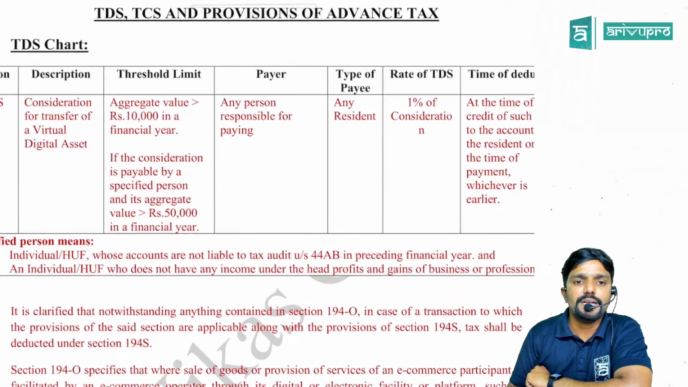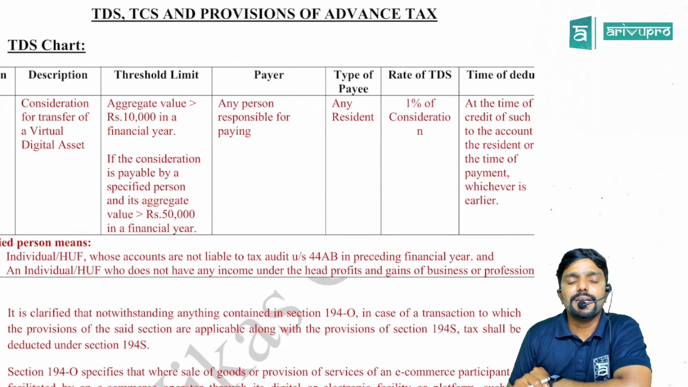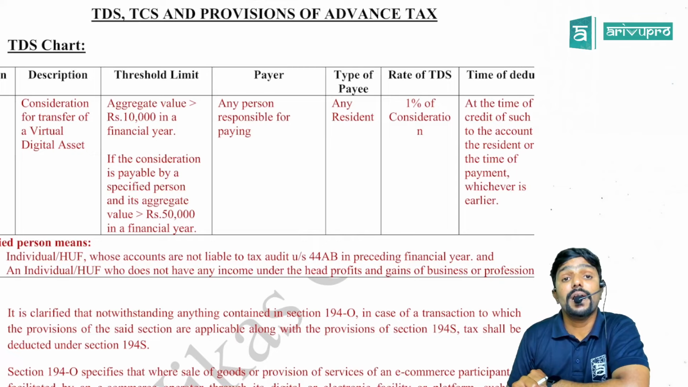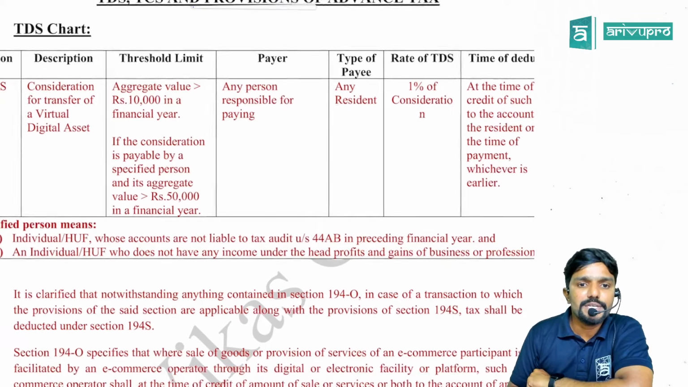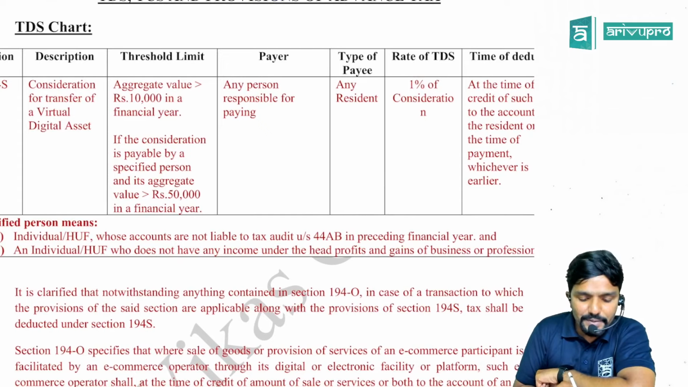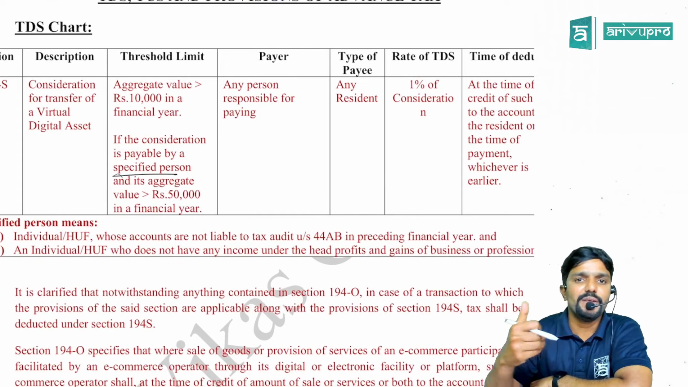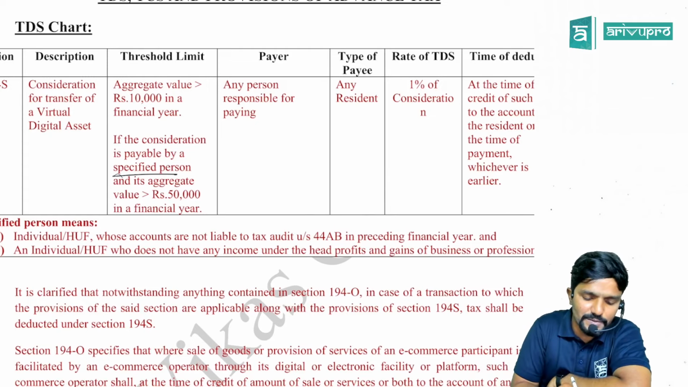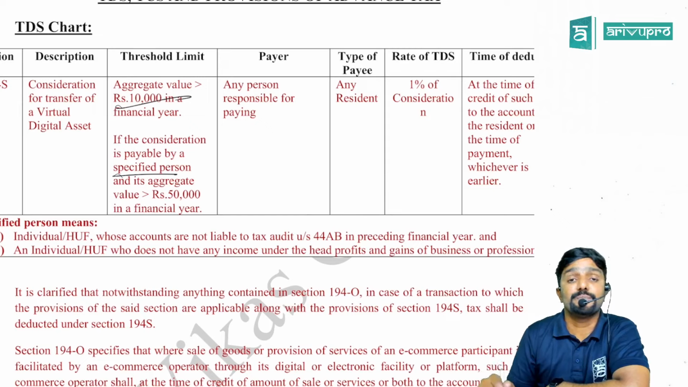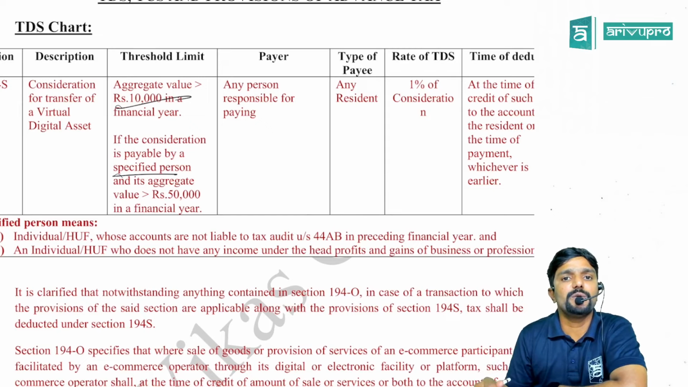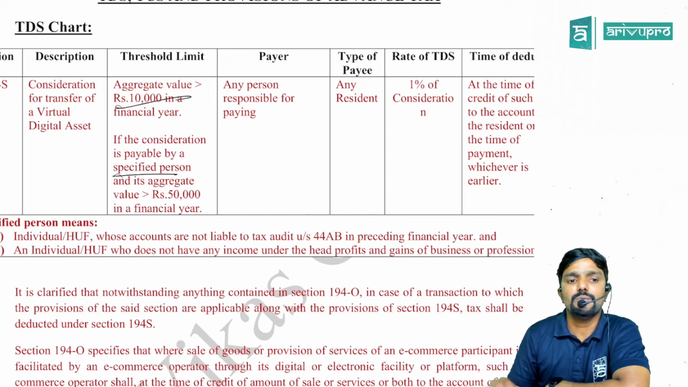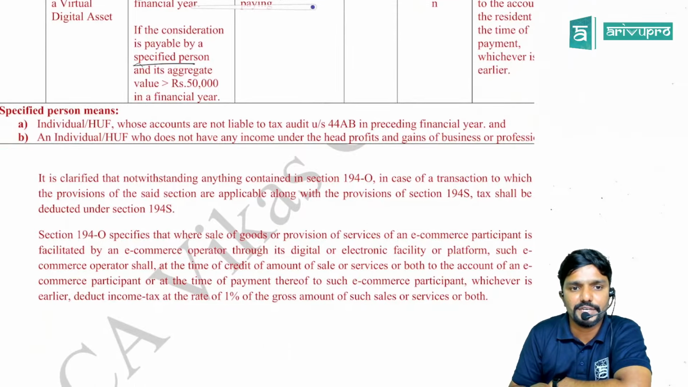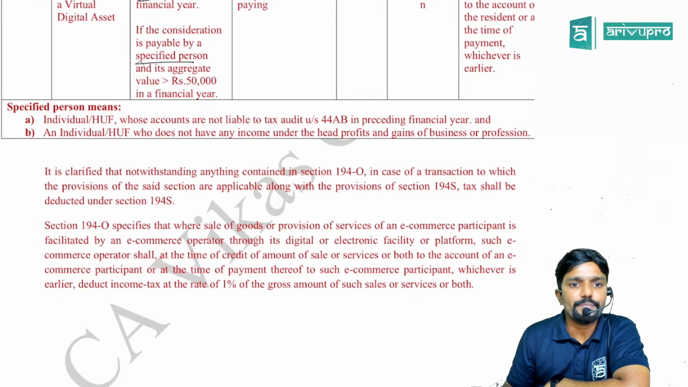When should we deduct TDS? When aggregate value is more than 10,000 in a financial year. Next, if the consideration is payable by a specified person, and its aggregate value is 50,000 in a financial year. Normal limit is 10,000, guys. But if the payer is a specified person, then the threshold limit would be 50,000. So who is a specified person? I have mentioned it here below.